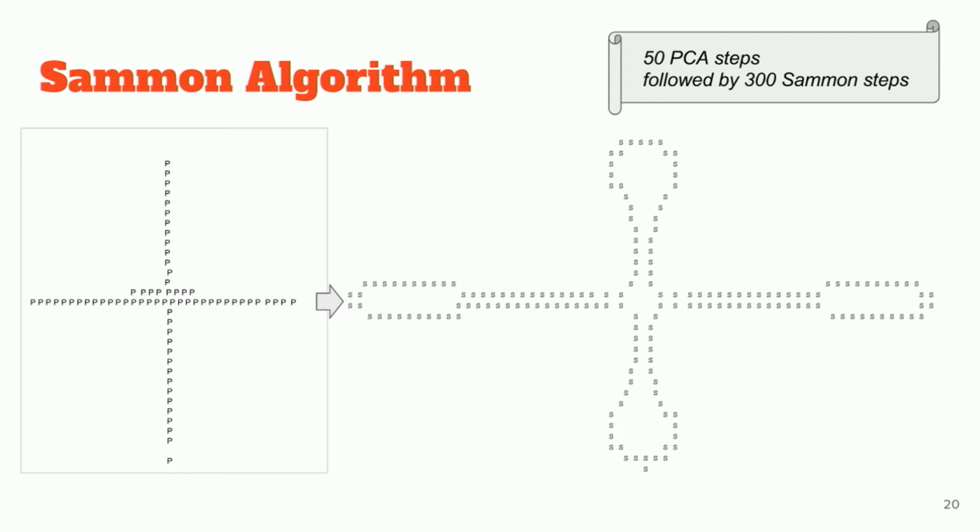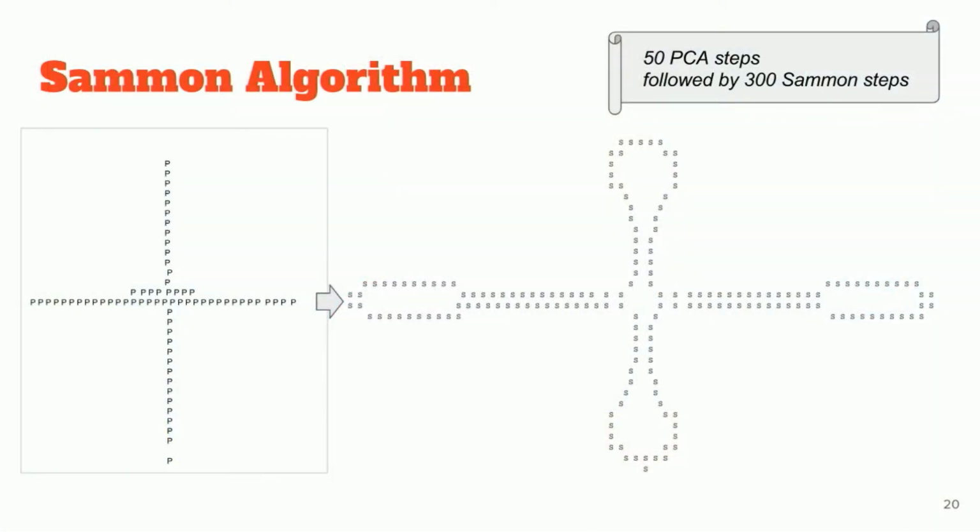So Sammon algorithm does it like this. First, you have this abstract cloud. First, you do PCA, 50 steps, meaning like 50 rotations of the matrices to find something close to eigenvectors. And then 300 Sammon steps, and from this projection, we have that. Well, it's not a projection anymore. It's a representation. It's a mapping, because it's definitely not linear.